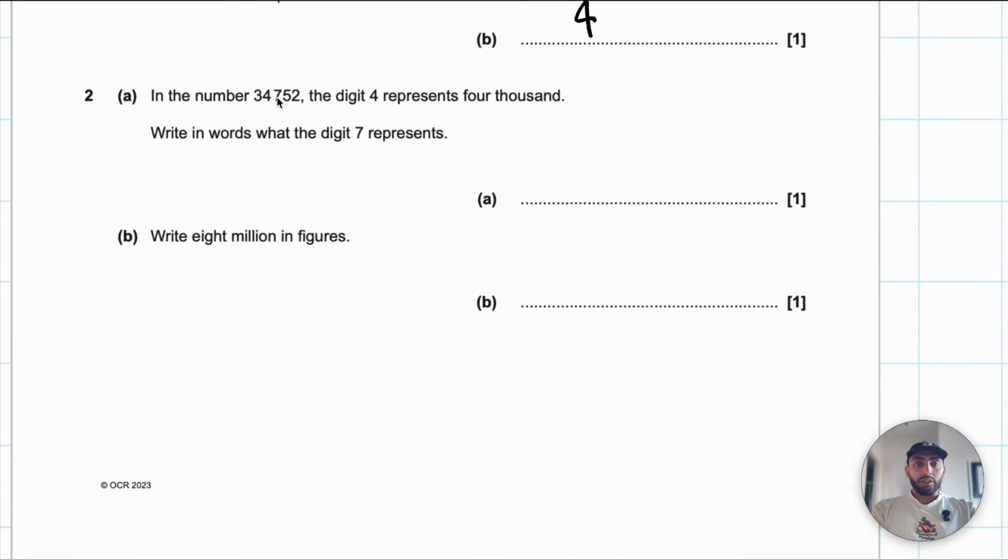Question 2. In the number 34,752, the digit 4 represents 4,000. Write in words what the digit 7 represents. So that's my units, that's my tens, and that's my hundreds. So it's 7 hundreds.